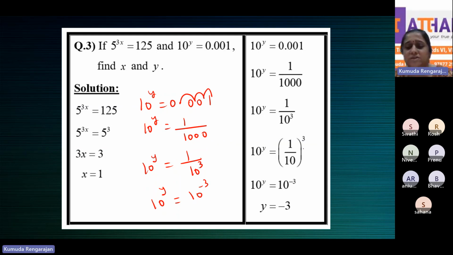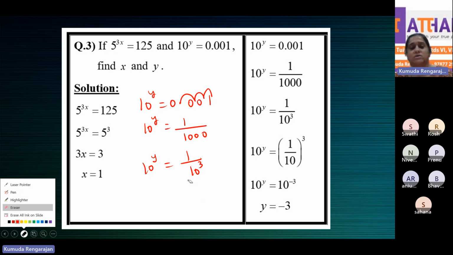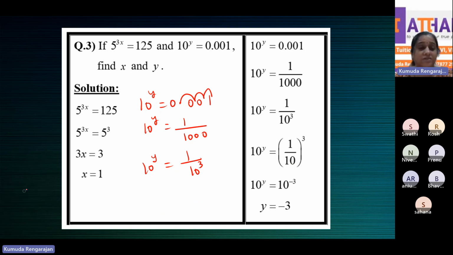Or you can understand this method. All this of exponents we've seen last year. It's not that I'm not telling you now. This is all of 8th standard. 10 to the power y is equal to 1 by 10 the whole cube, because 1 by 10 cubed is 1 by 10 the whole cube.